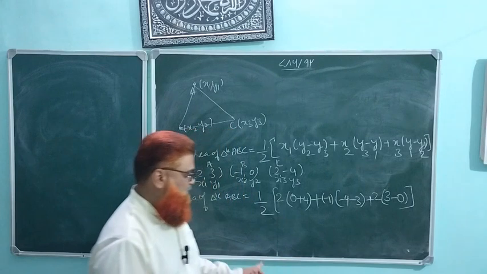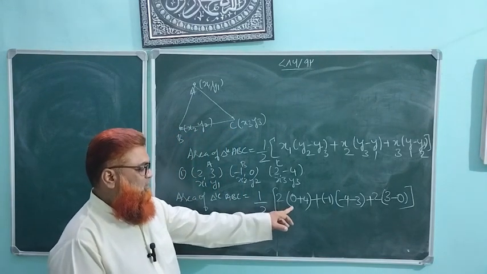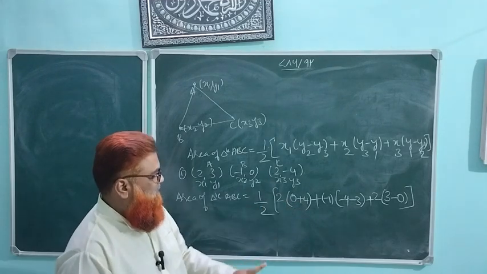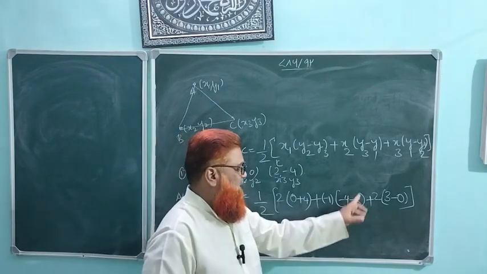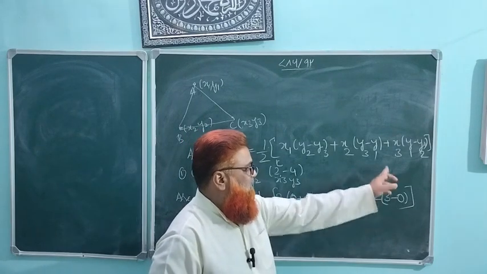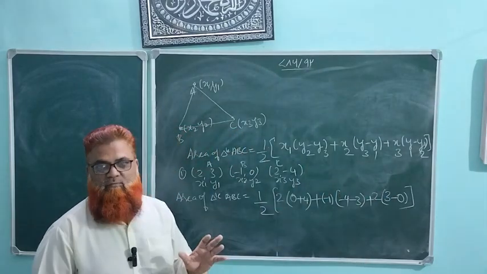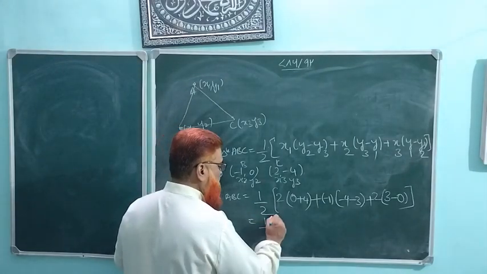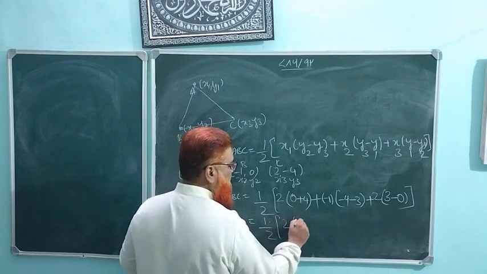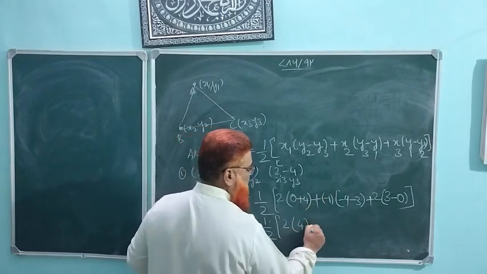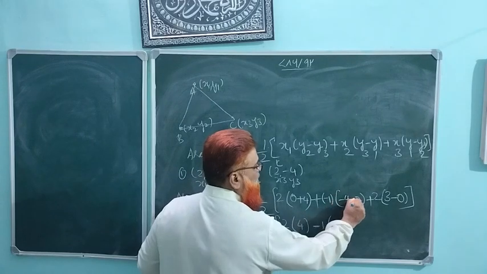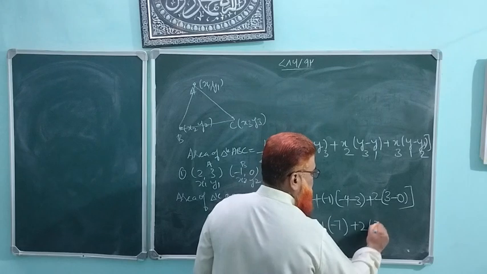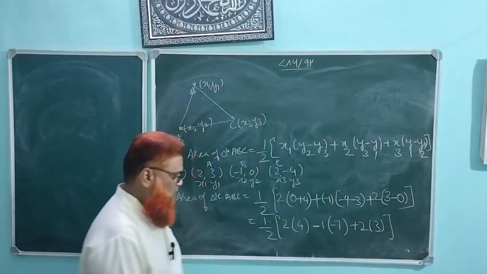Now we substitute: x1 into (y2 minus y3) plus x2 into (y3 minus y1) plus x3 into (y1 minus y2). Their respective values are being substituted here. Now it is equal to half into 2 into 0 plus 4, which is 4, plus minus 1 into minus 4 minus 3, which is minus 7, plus 2 into 3 minus 0, which is 3. This is the value.